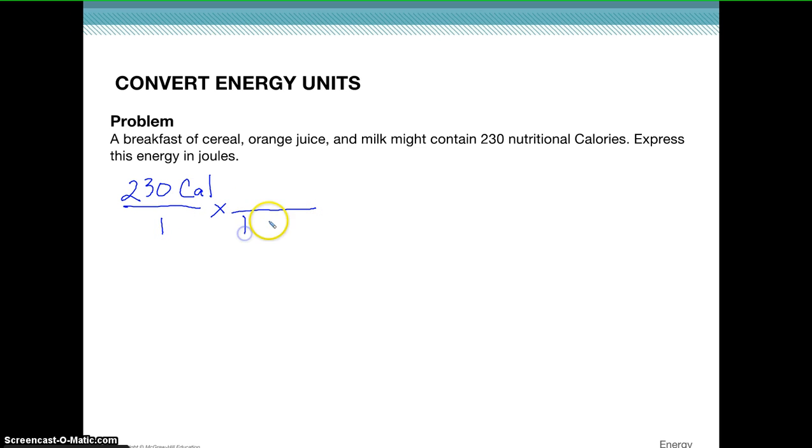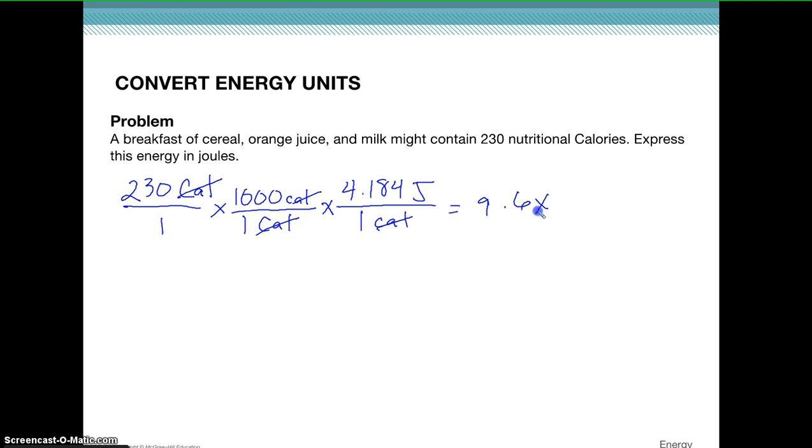We know that 1 nutritional calorie is equal to 1,000 little c calories, and then we want to convert to joules, so there are 4.184 joules per calorie, and joule is represented with a capital J. So our units cancel, we have joules, we take a look at our sig figs here, which is 2, we multiply across and we get 9.6 times 10 to the 5th joules.